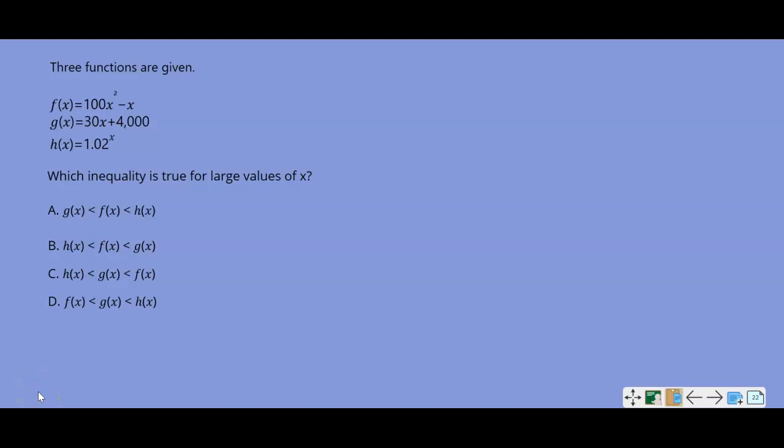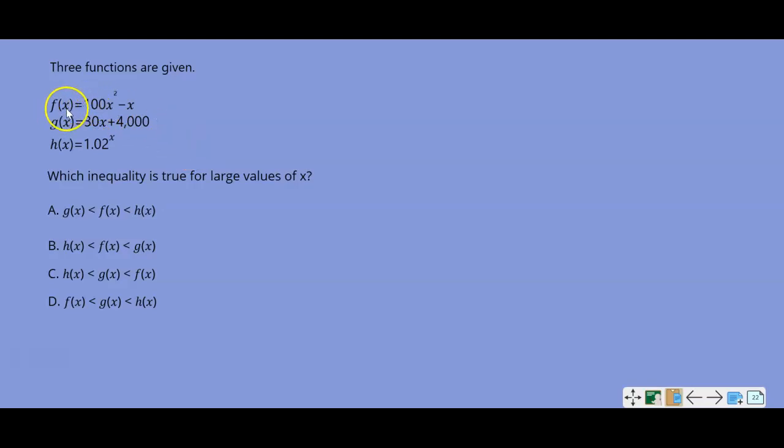Three functions are given, f of x, g of x, and h of x. Which inequality is true for large values of x? All right, so it gives a function less than another function is less than another function. So what we're trying to do is compare these functions to see, as x increases to very large numbers, what's going to happen, which one's going to exceed the others.